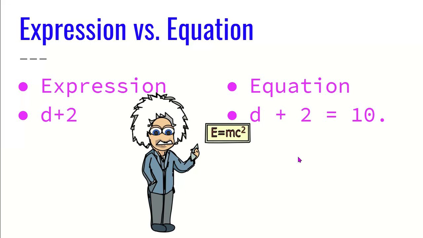All right, an expression versus an equation. We've been working with algebraic expressions like d plus 2, and we've been combining like terms and adding linear expressions. For this one, we're going to compare what's the difference. So for an equation, d plus 2 equals 10. Here we notice there's an equal sign.